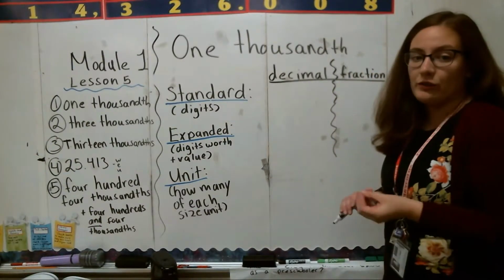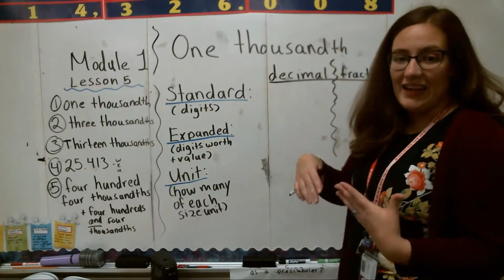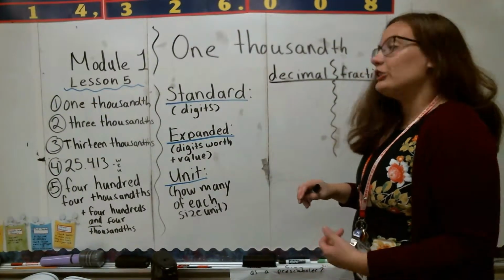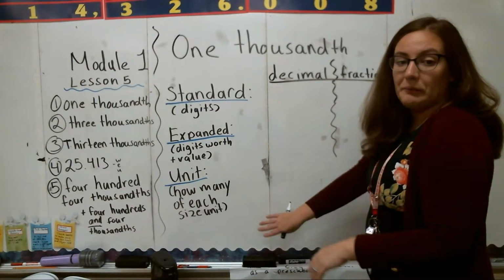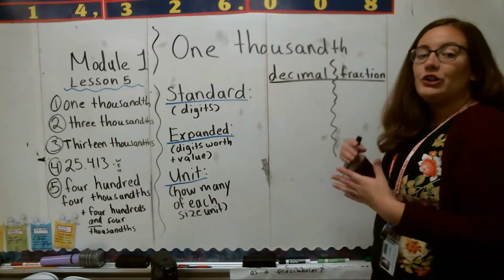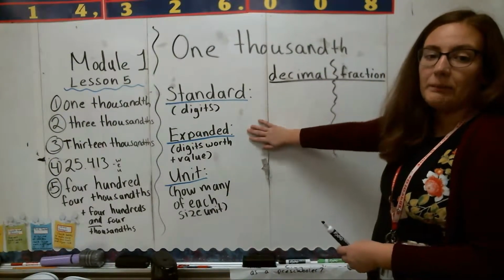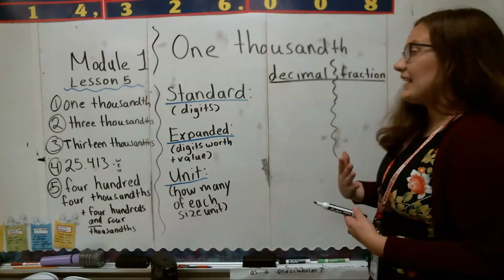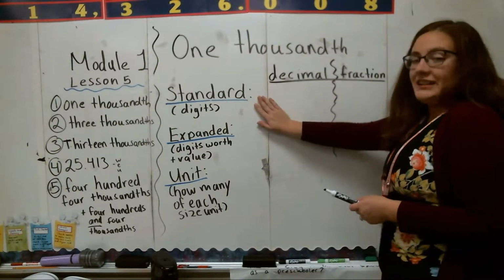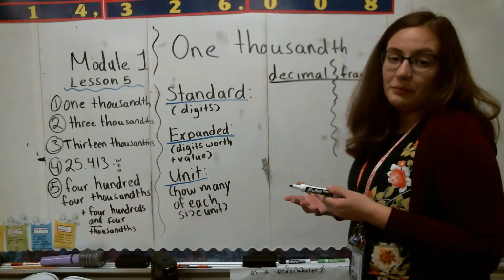So what I'm first going to be doing is, let's say I said this number out loud, 1,000th. What we're going to do is show what this number looks like in standard form, expanded form, and unit form. And you may not know what all of these are yet. You may be familiar with expanded form, but I'm going to show you what all of these are for this example. So we're going to start with standard form. Standard form is the way that you're used to seeing numbers most likely.